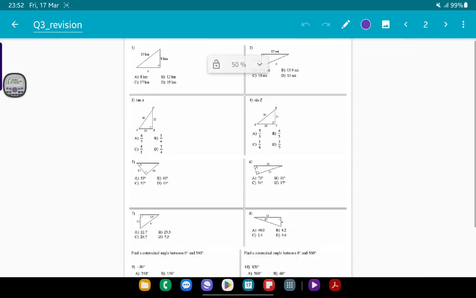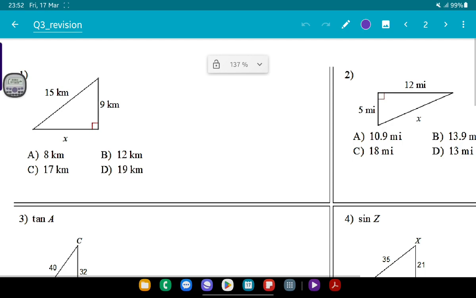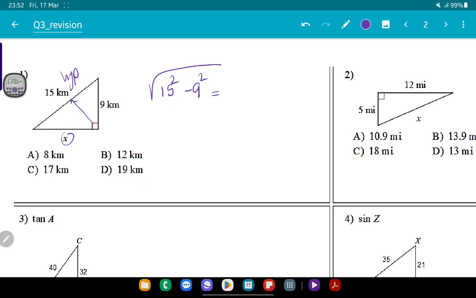Let's go. Okay, the first type of questions is the Pythagorean theorem. We said that if we have one missing of the two legs of the right angle and we have the hypotenuse, the hypotenuse is also opposite to the 90 degrees angle, so this is the hypotenuse. To find the missing side here, use the Pythagoras theorem by subtracting 15 squared minus 9 squared. Using a calculator, you will do this and the answer will be 12.